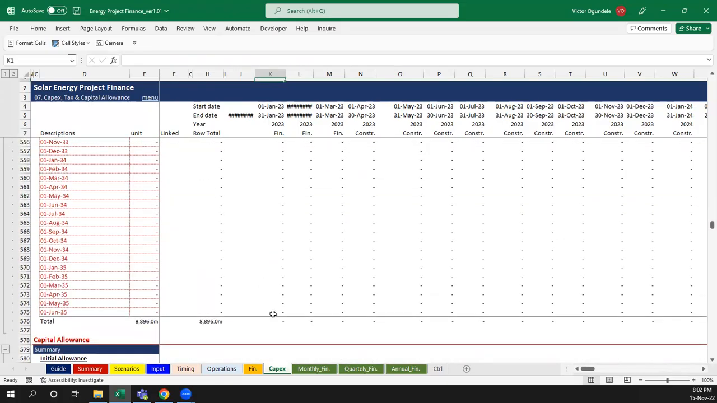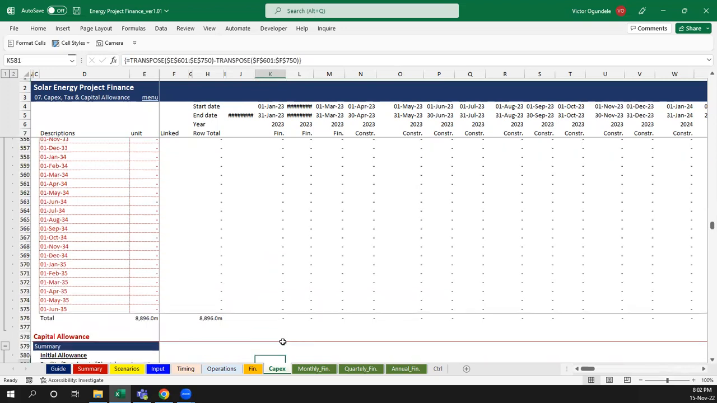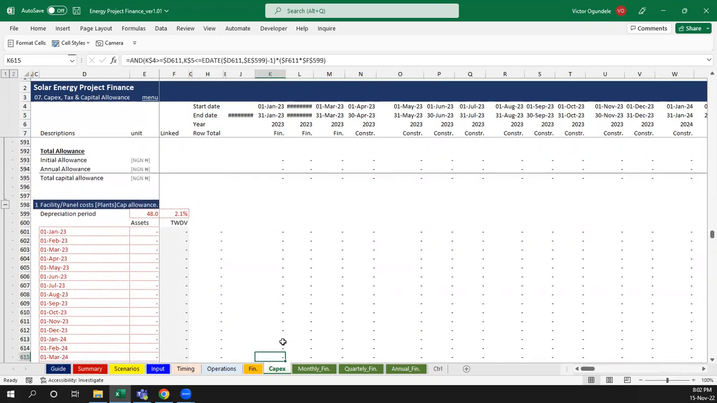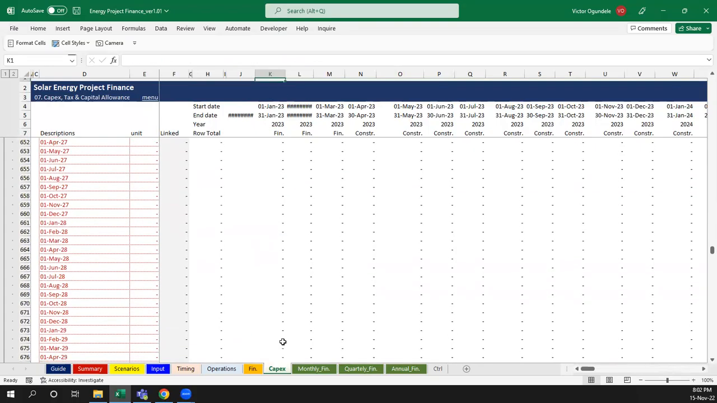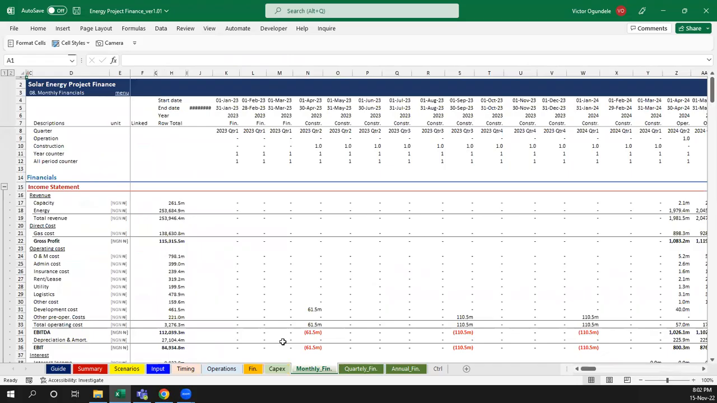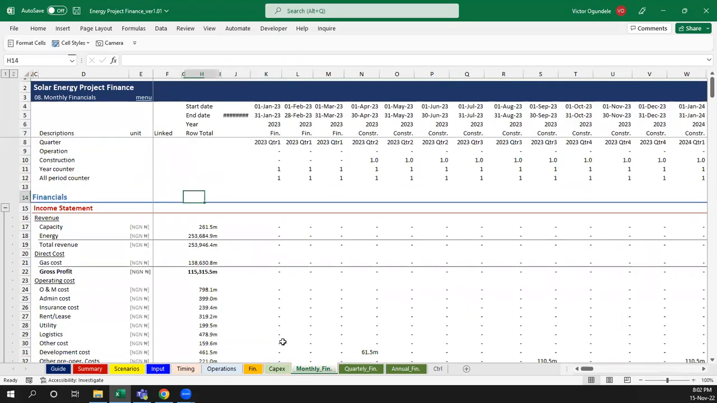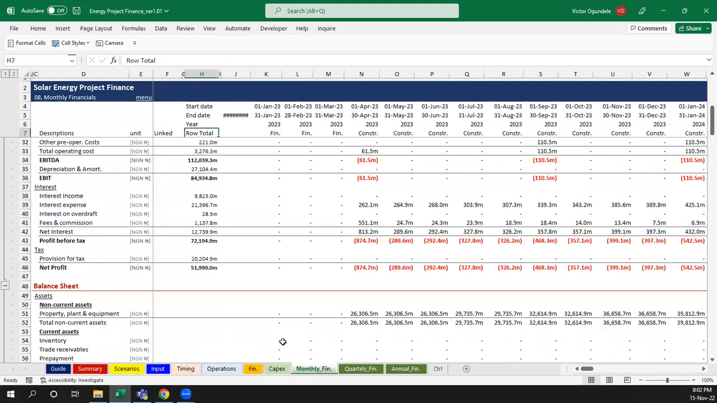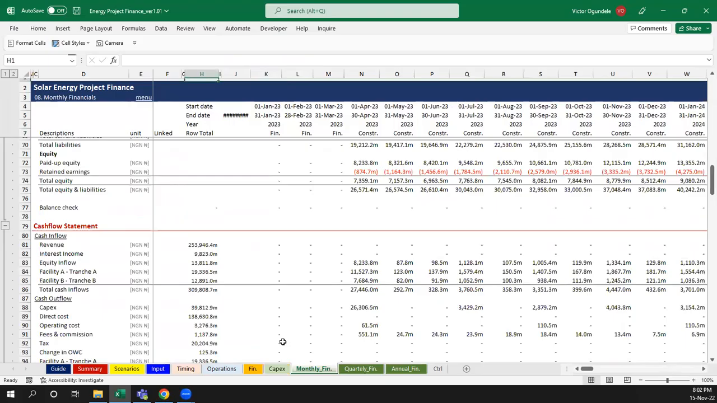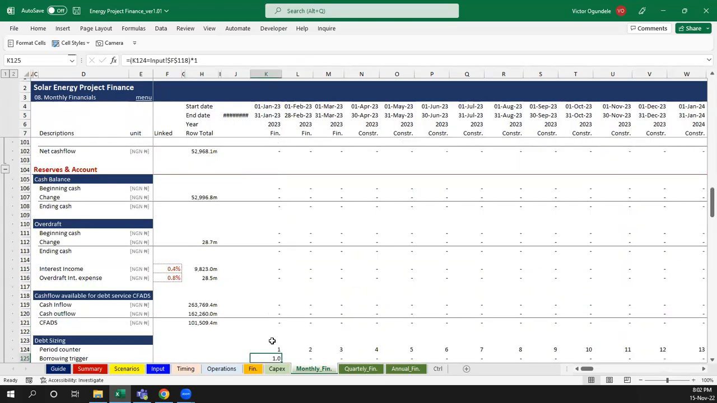And then this part is where we have our capital allowance. We also use the waterfall approach in building this. And here you have your monthly outputs. So these are monthly income statements, your income statement, balance sheets, cash flow. Then we have our reserve account, so your cash accounts, your overdraft account.